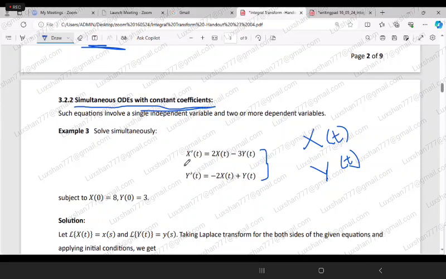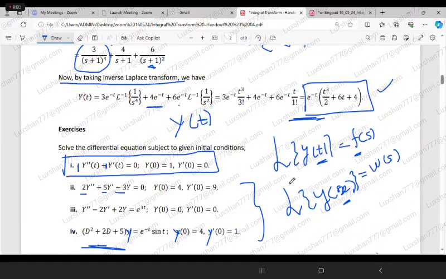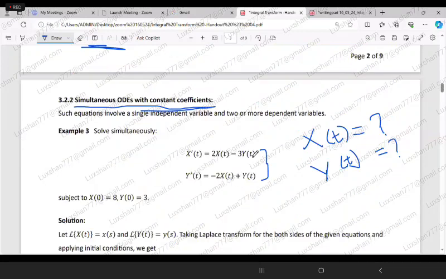For an example, this is the equation we are having. By solving this simultaneous ODE, we have to find two functions. Here we have two functions, x(t) and y(t), because we are having a simultaneous equation here.